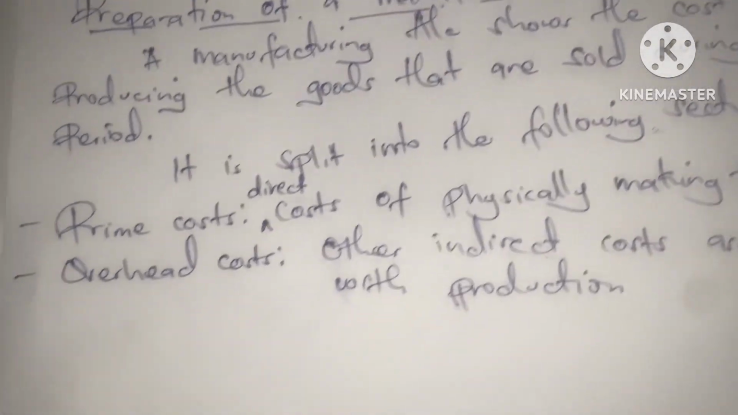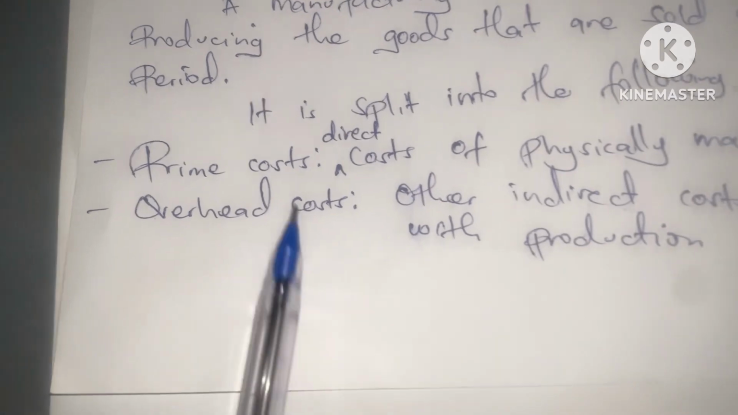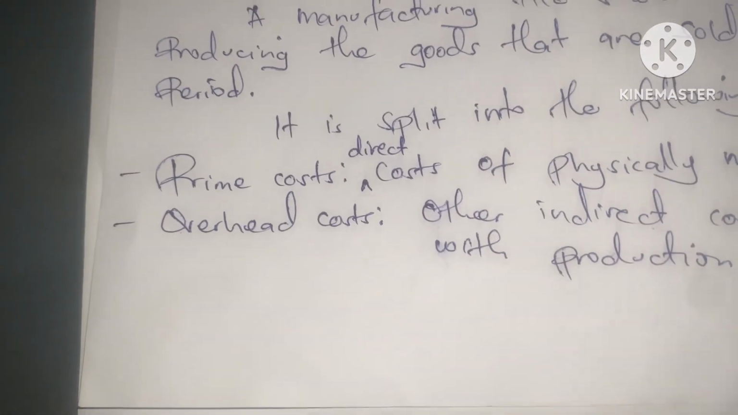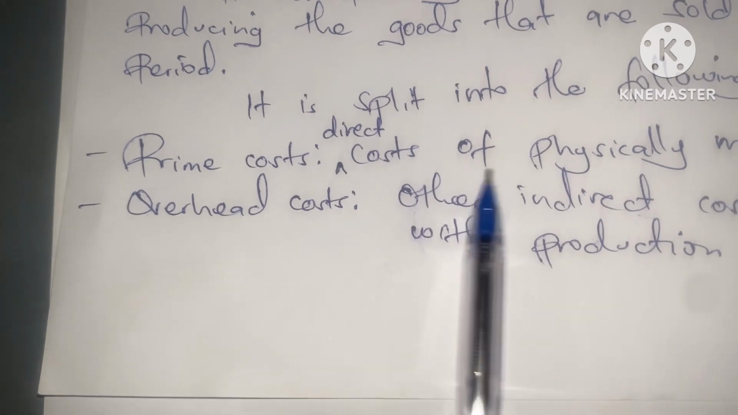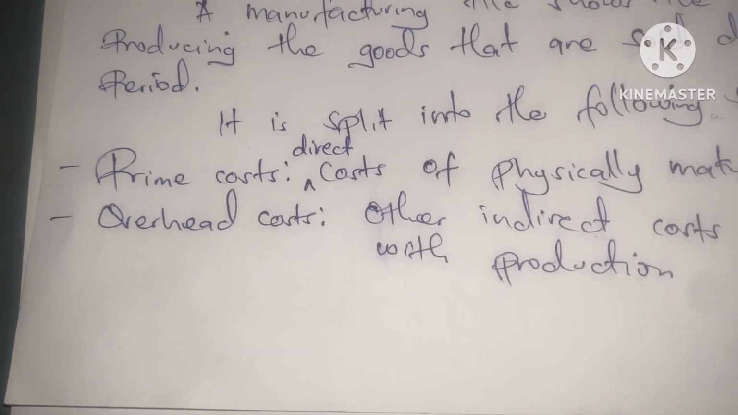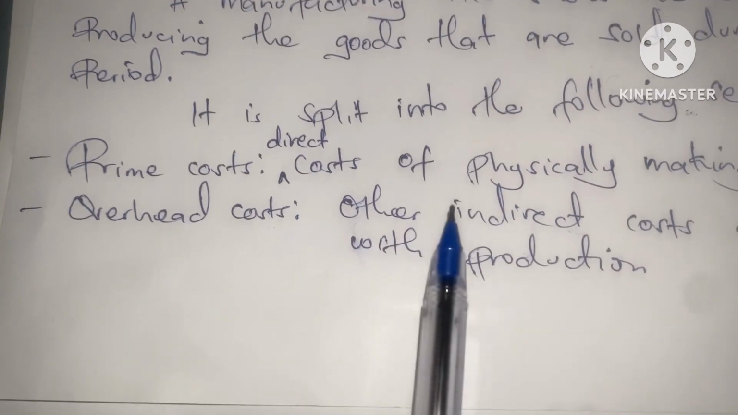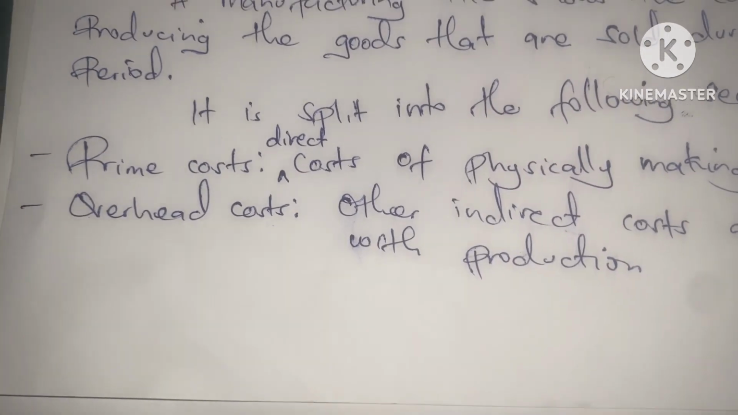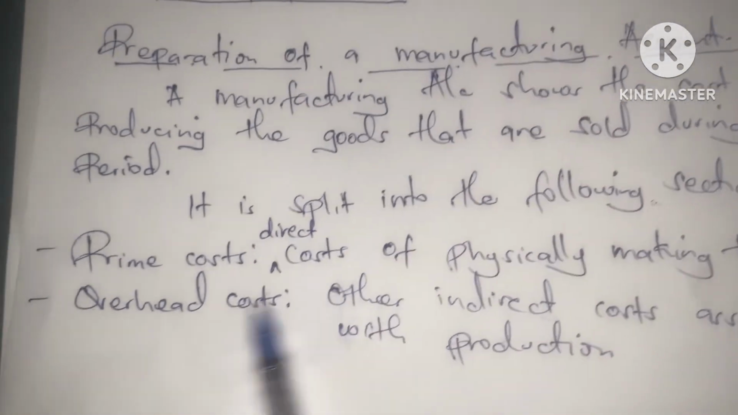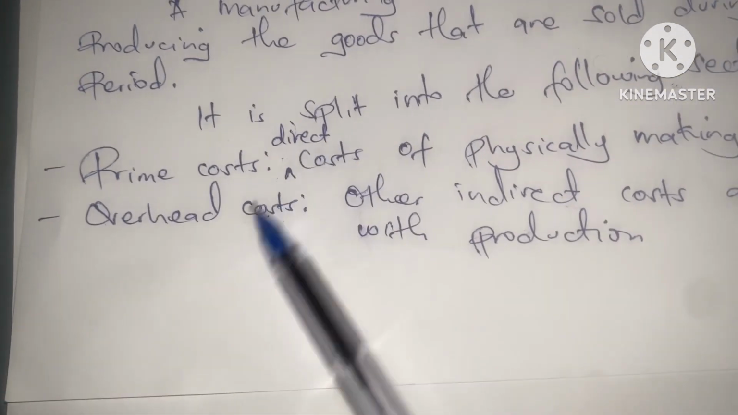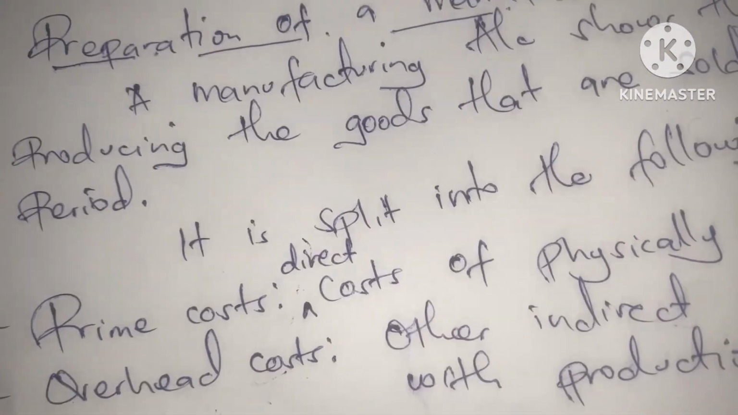So it is split into the following sections. We have two sections. We have the section of prime costs. Prime costs are direct costs of physically making the product. Then we have the section of overheads cost. These are other indirect costs associated with production. So it is mainly into two sections, prime costs and then overheads.